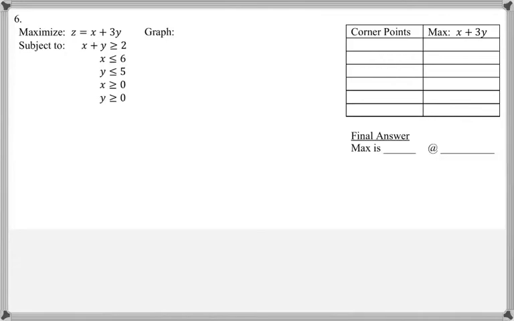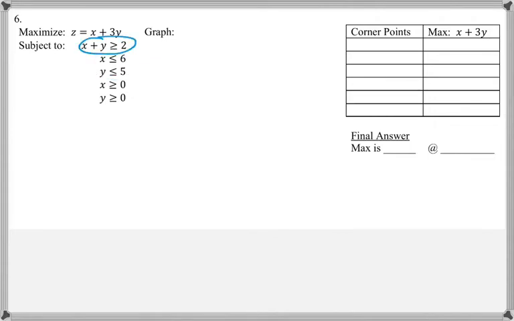On question number 6, we are trying to maximize x plus 3y. And we have these constraints here. You'll notice that we have the normal x is greater than 0, y is greater than 0. But we also have x is less than 6, y is less than 5. So we have more horizontal and vertical lines. So this feasible region is actually going to be kind of like a box.